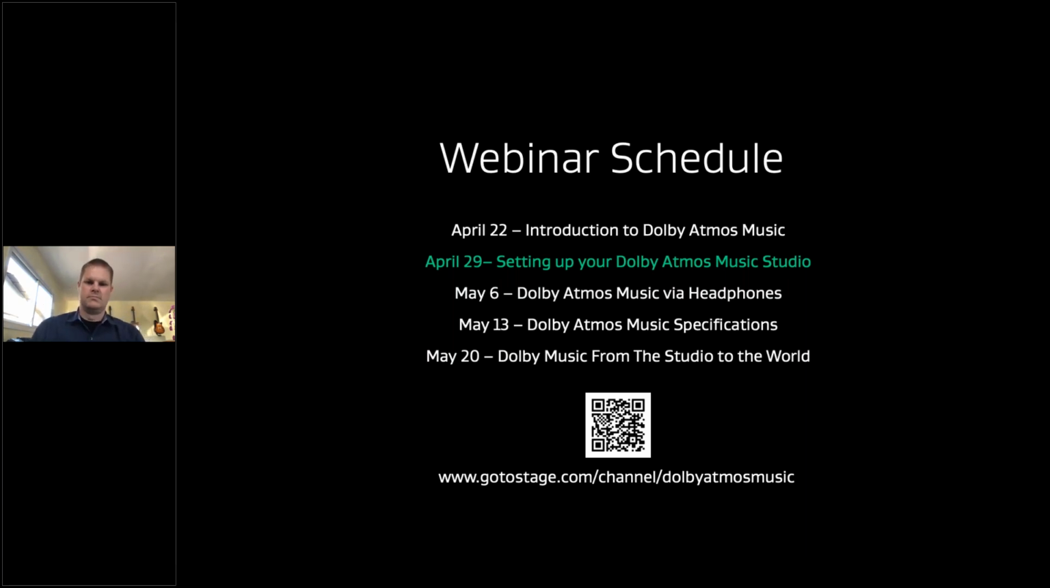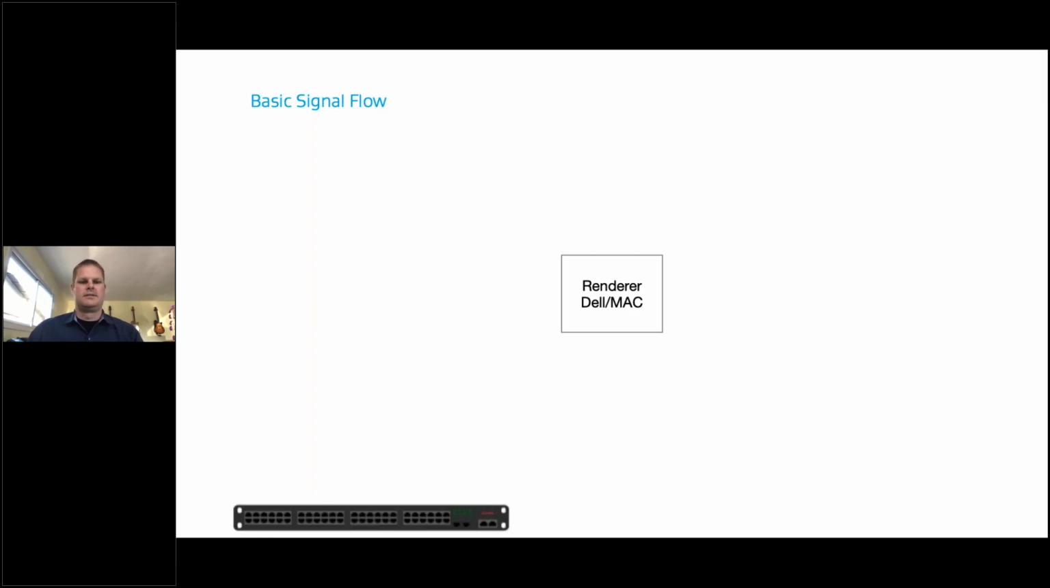So music studios are very straightforward, patch bays, etc. What is Atmos when it adds into that? So we're going to spend a lot of time focusing on this. The basic signal flow for an Atmos system looks a bit like this.